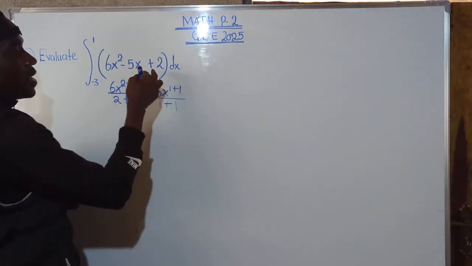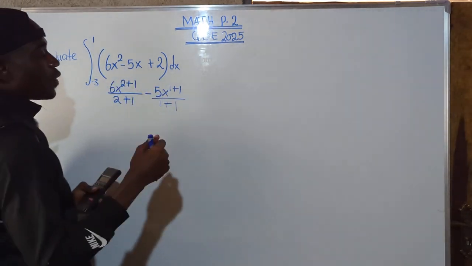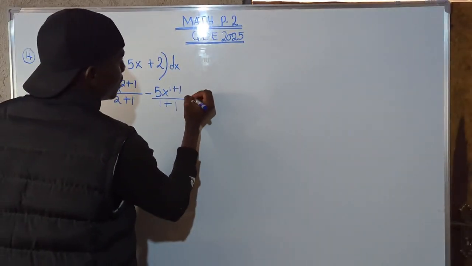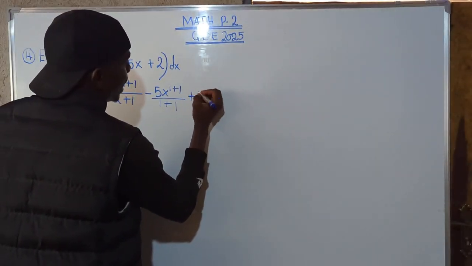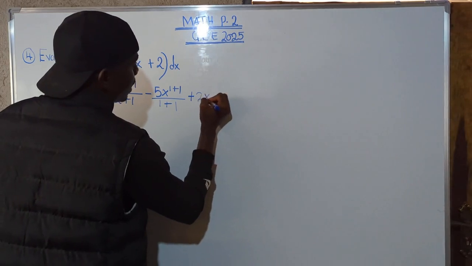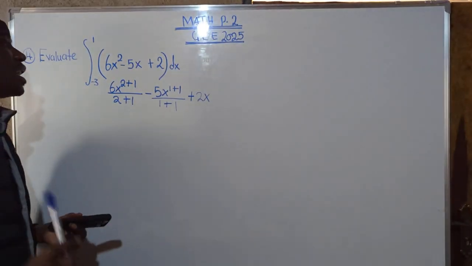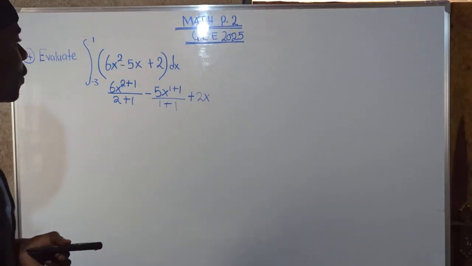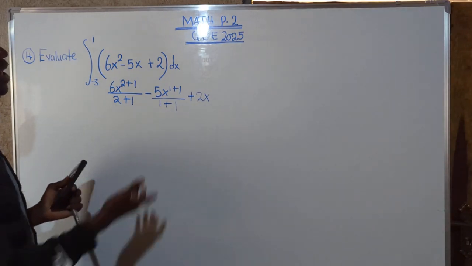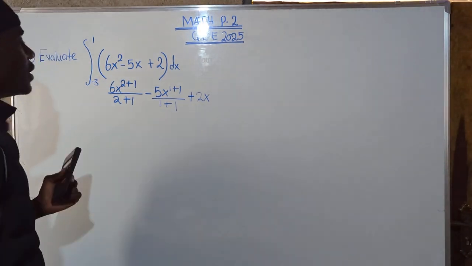Now here, this 2 is actually a constant. It doesn't have x. So what do you do? You simply add x to it. And if you do that, you have integrated. You have done the needful. Now, what else are we supposed to do? We can just simplify it and eventually wrap it up.